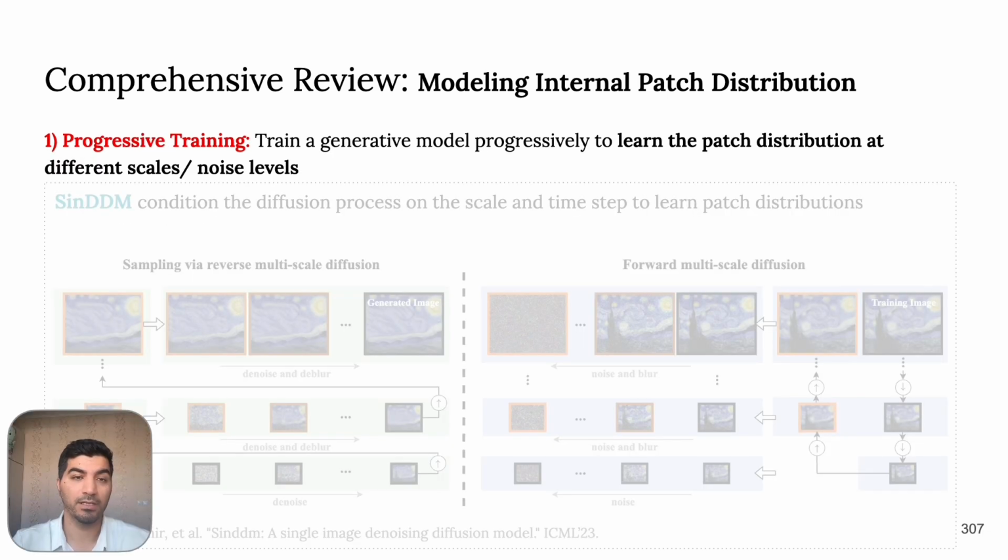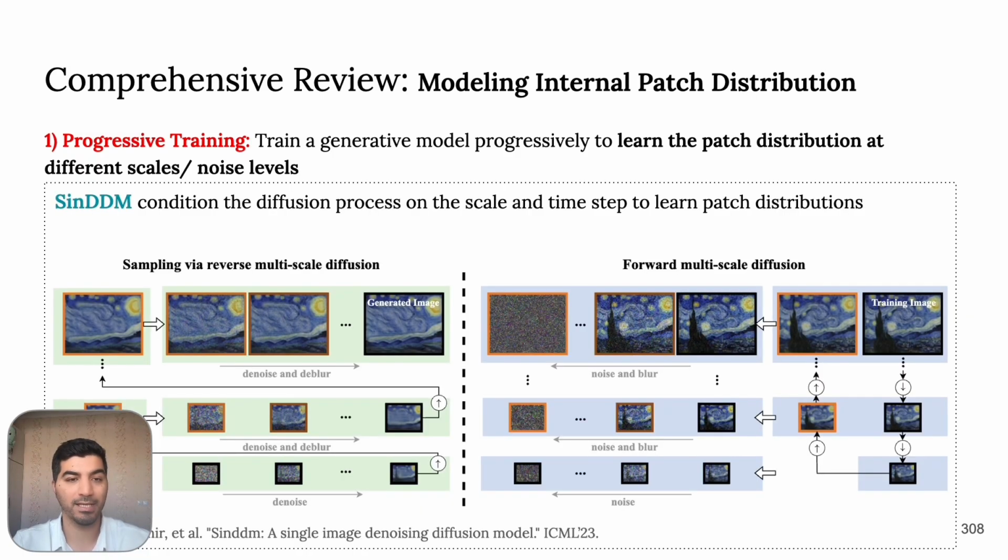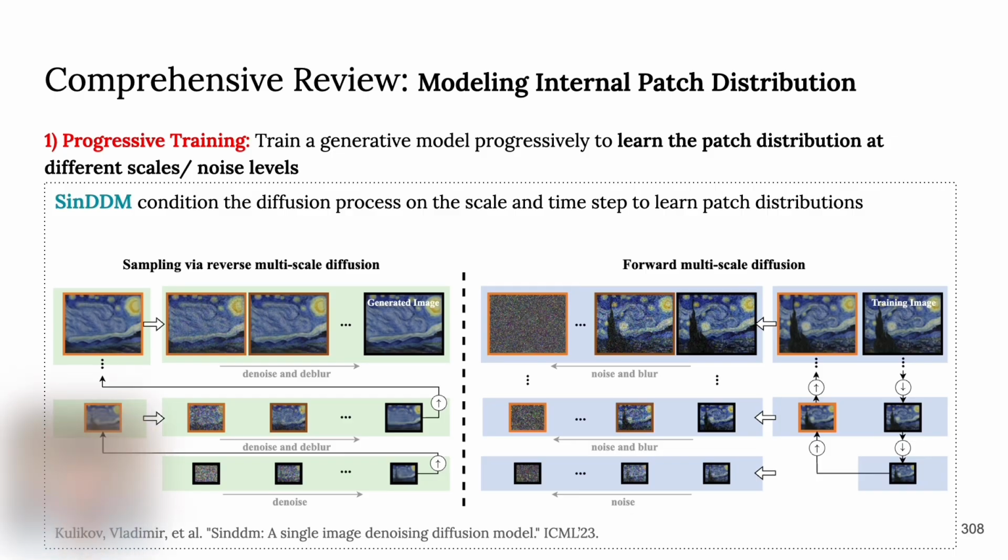First subcategory is progressive training. In this subcategory, we train a generative model progressively to learn the patch distribution at different scales or noise levels. As an example, we have seen the DDM paper from ICML 2023. It performs the diffusion and reverse diffusion or denoising mechanism in different scales. And after one scale, we have one upsampling and we perform it in an upper scale. And as we go forward, we increase the resolution.